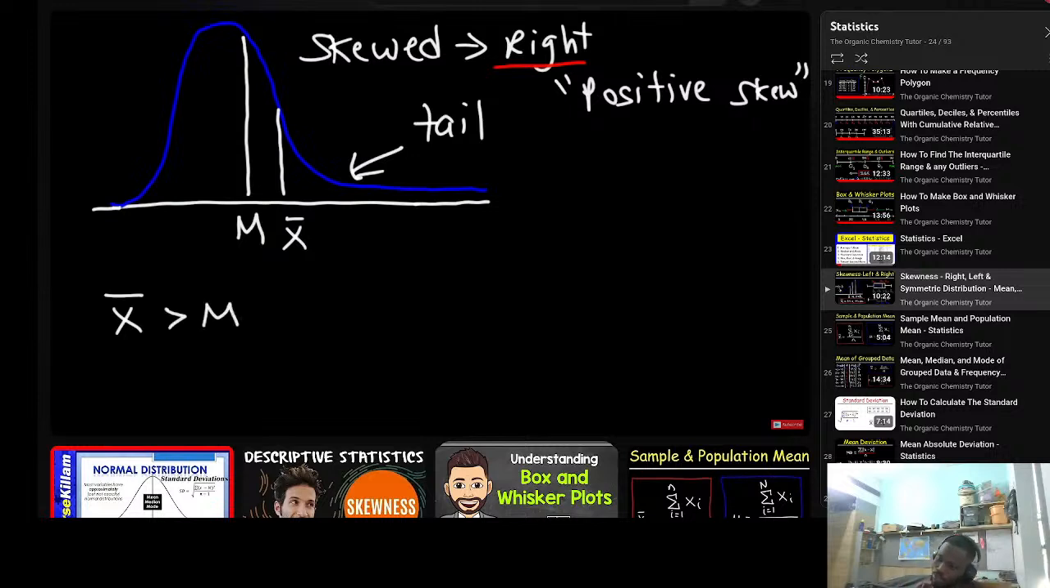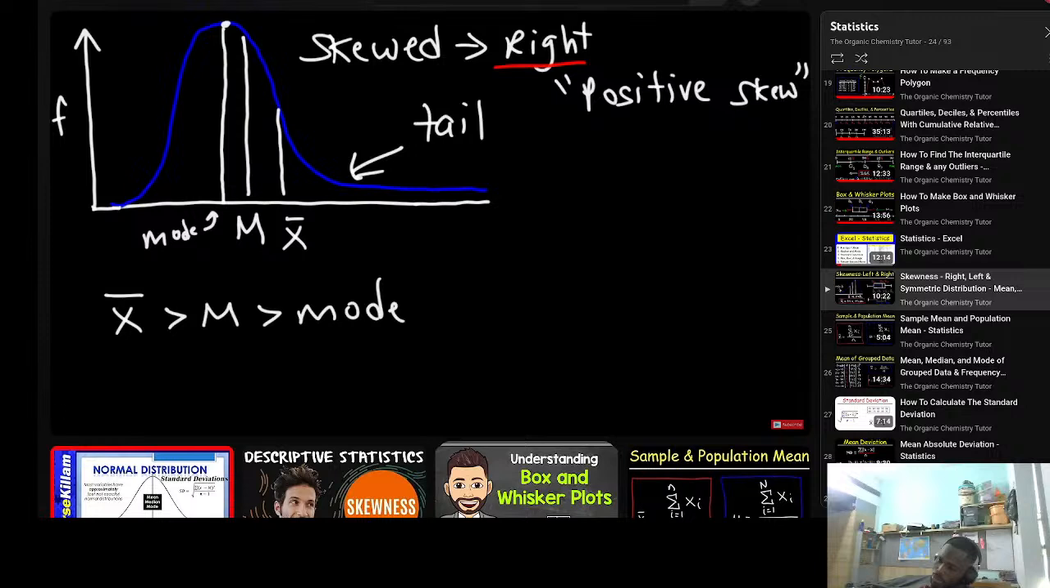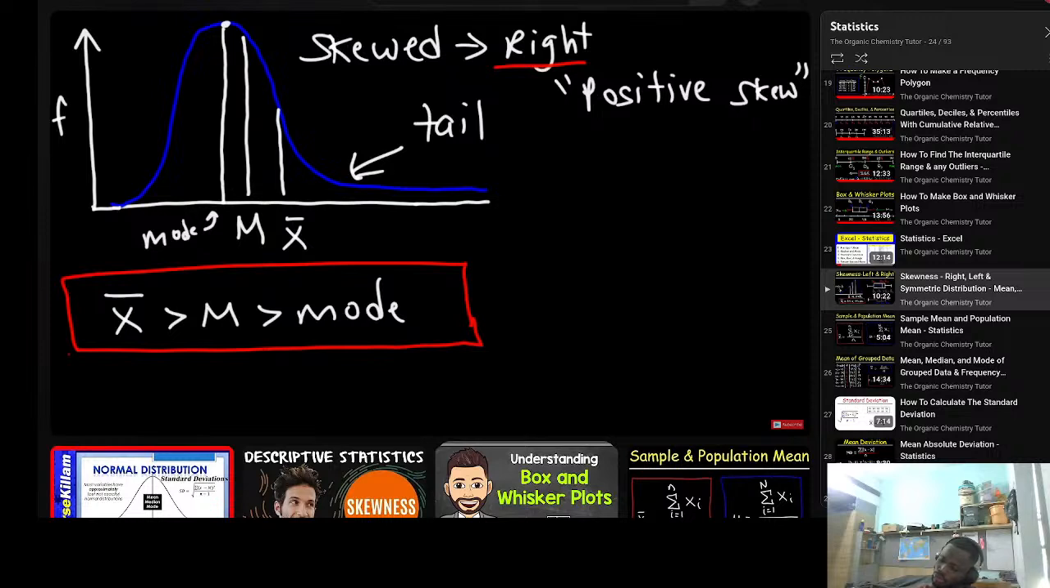Now what about the mode? The mode occurs at the highest frequency, so basically at the top of this graph. So the mode would be right here. Notice that the mode is less than the median, or we can say that the median is greater than the mode. So in a unimodal distribution, the mean is going to be greater than the median, and the median will be greater than the mode.